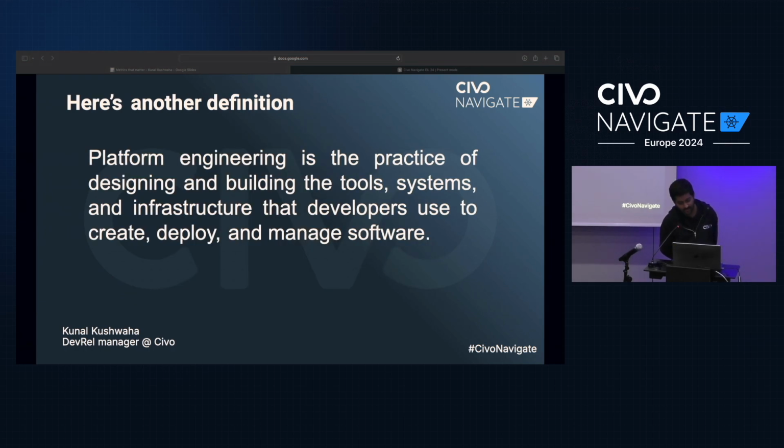In short, platform engineering creates a streamlined environment where developers can focus on coding while the platform handles the rest of the part, your infrastructure, your service meshes, your networking, all that jargon.